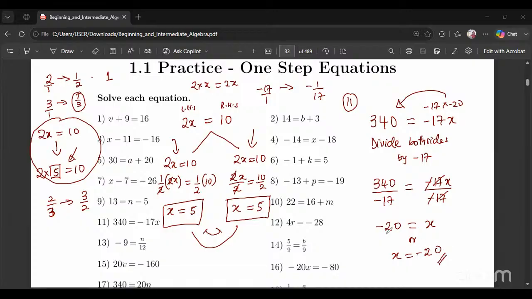So if you observe, we've just started dividing both sides and multiplying both sides by the coefficient or the multiplicative inverse. If you need more explanation, please let us know in the comment section. So we are done with question 11.